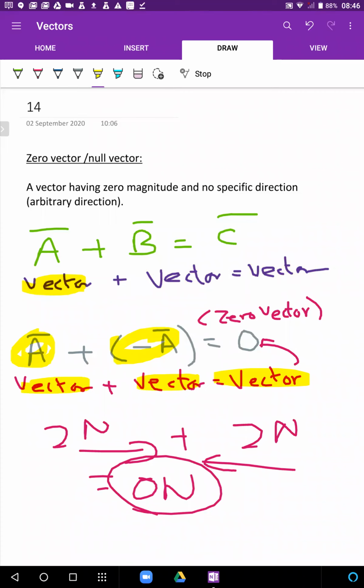I should get 0. But is this 0 the number 0? Or should it still be like a vector? Because I can't add two vectors and get a number. I can't add two vectors and get a scalar. I'm adding two vectors and I should still get a vector. But what I'm getting is 0.